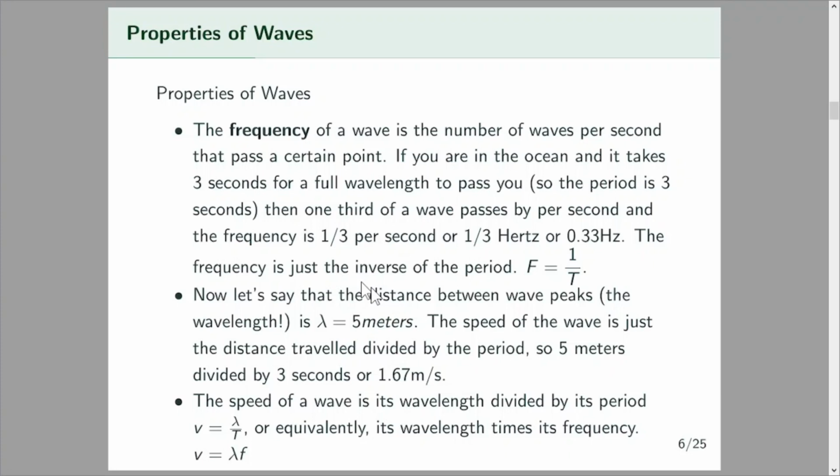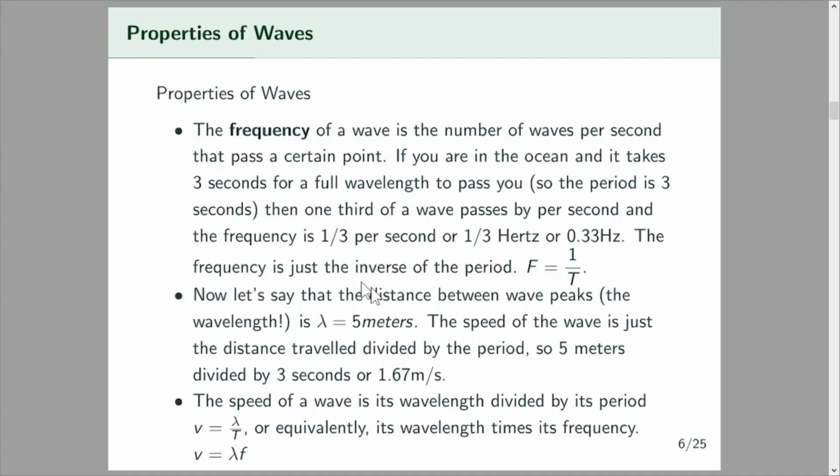You can do another example. Suppose the period was 5 seconds. If the period is 5 seconds, that means it takes 5 seconds for the wave to go by. So every second, 1/5 of a wave passes by you, because after 5 seconds a full wave has gone by you. And so the frequency is 1/5 of a hertz, or 0.2 hertz, if the period is 5 seconds.